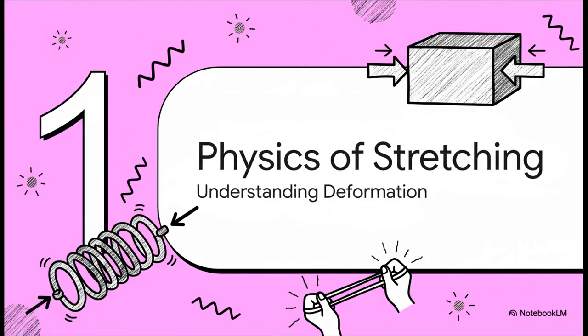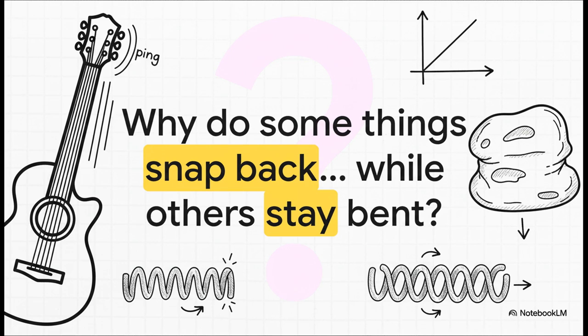First up, what is actually happening on a physical level when you apply a force and change an object's shape? I mean, this is the real question, isn't it? Why does a spring on a trampoline bounce you back up, but if you bend a paper clip too far, it just stays that way? It all boils down to how different materials respond to being pushed and pulled around.